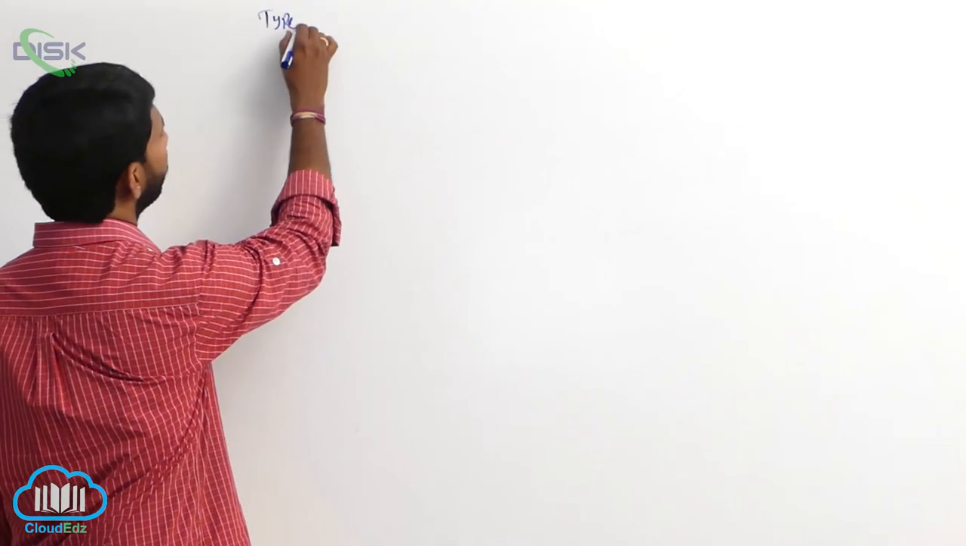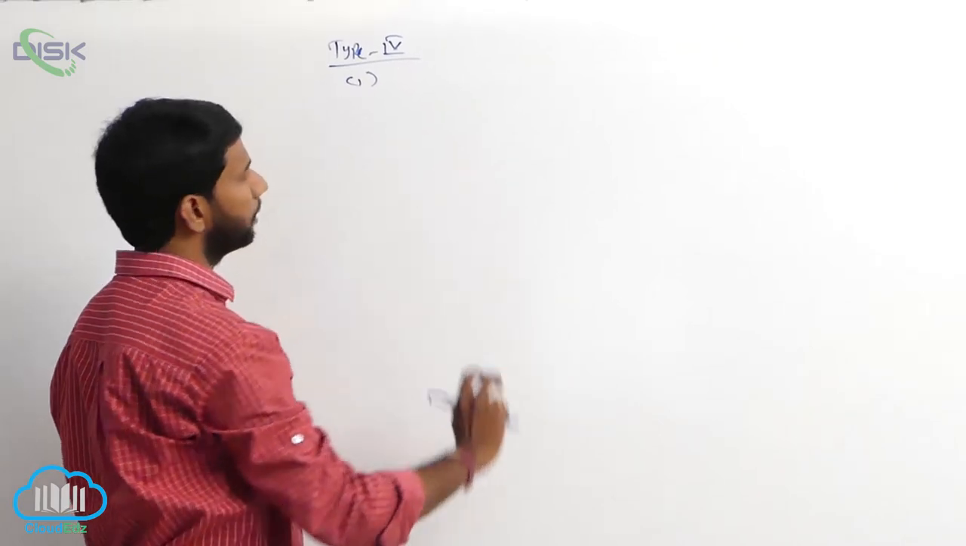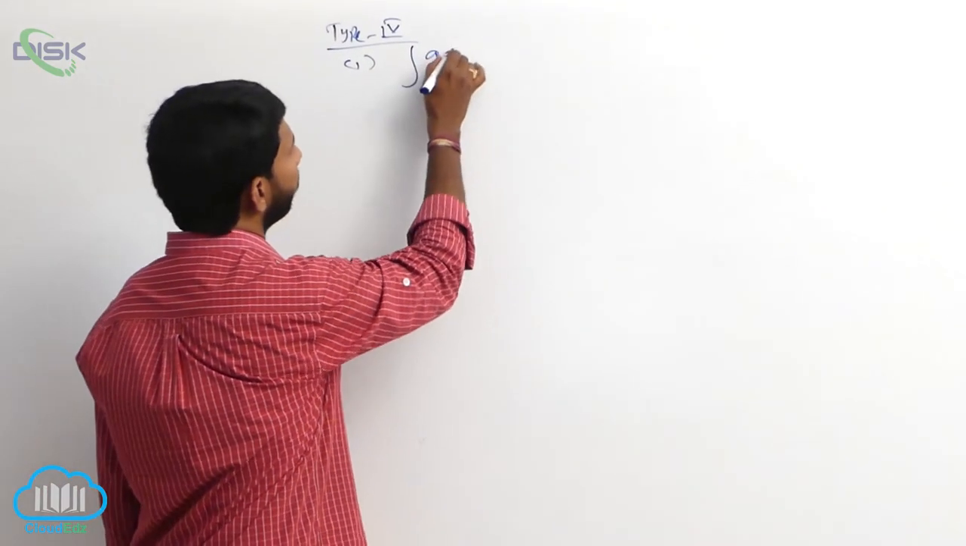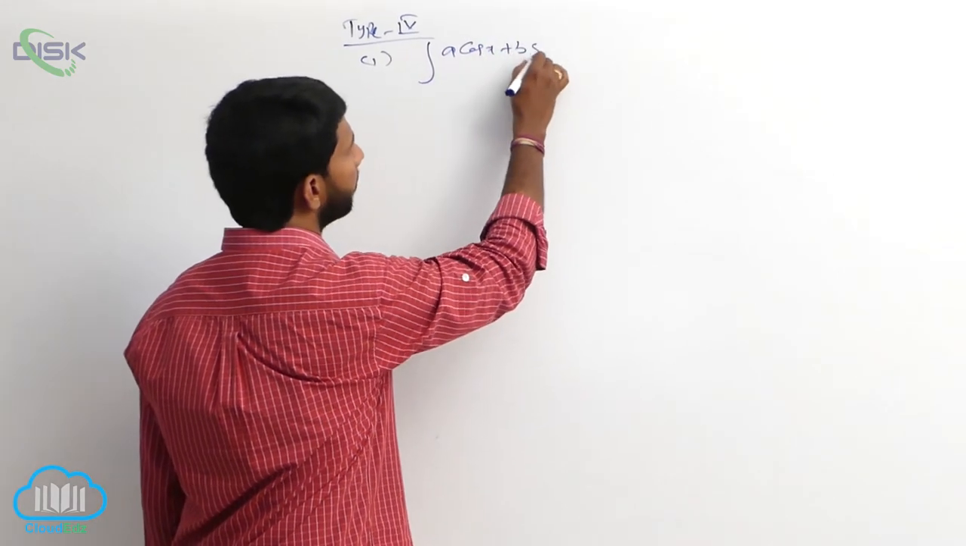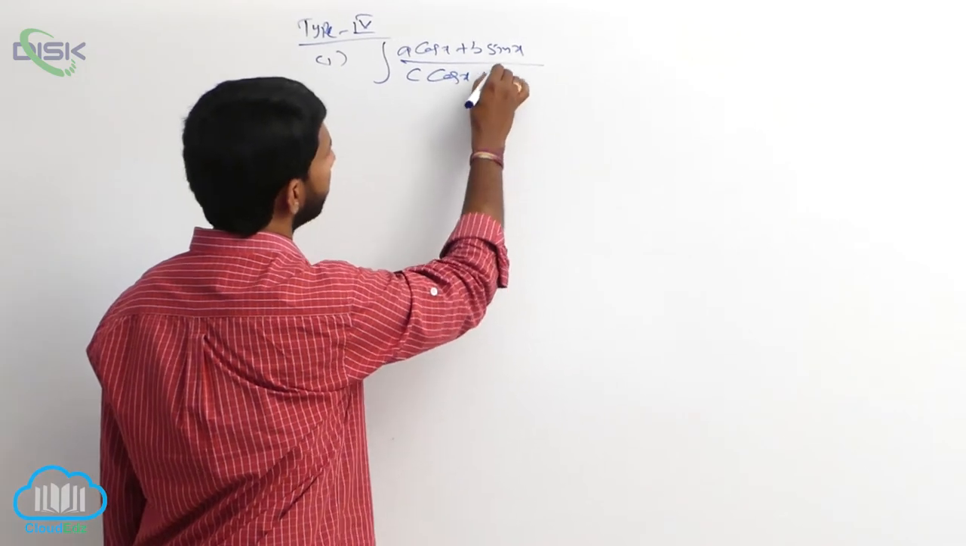Next one is type 4. In type 4, the first model is any integral of the form integral of a cos x plus b sin x by c cos x plus d sin x dx.